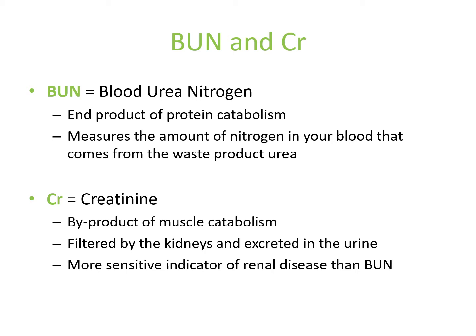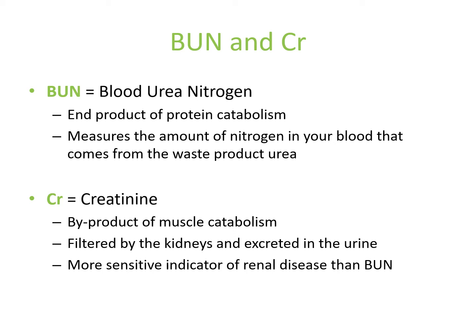Now we'll start taking a look at some specific labs, and we'll start with BUN and creatinine. BUN is blood urea nitrogen. This is an end product of protein catabolism and measures the amount of nitrogen in your blood that comes from the waste product urea. Now we also have creatinine. This is the byproduct of muscle breakdown.